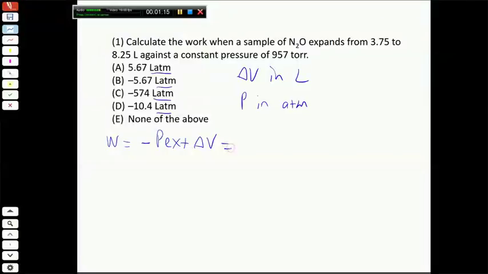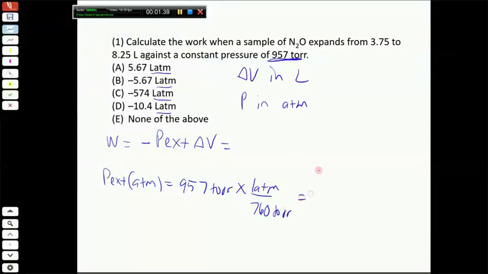When we're doing this, our pressure is given to us here in torr. A conversion that we have to use a lot in this part of the course is that if we want our external pressure in atmospheres and we're starting in torr, we have to divide by 760. So it's 1 atmosphere per 760 torr. That comes out to 1.26 atmospheres. So that's the pressure in the correct units. Make sure we keep the minus sign out in front.